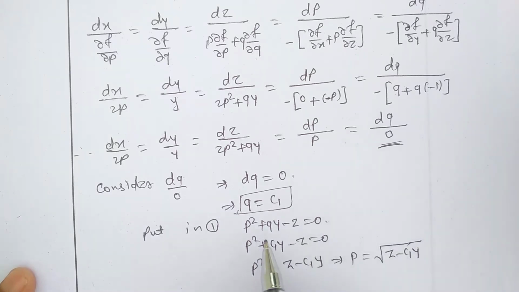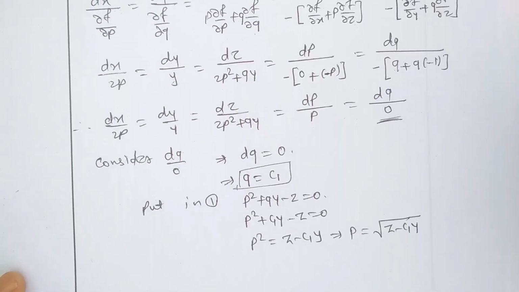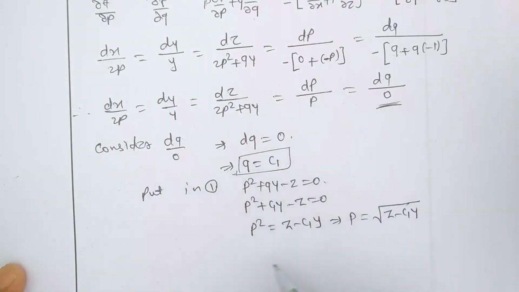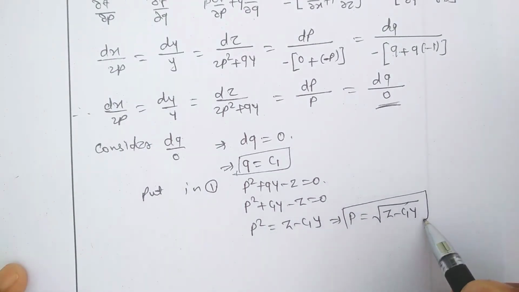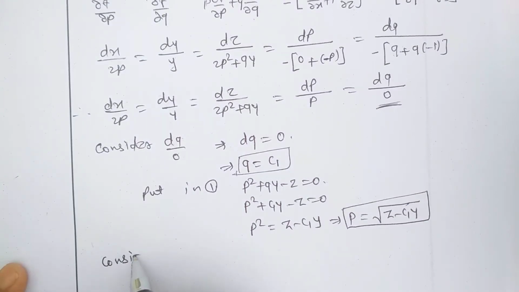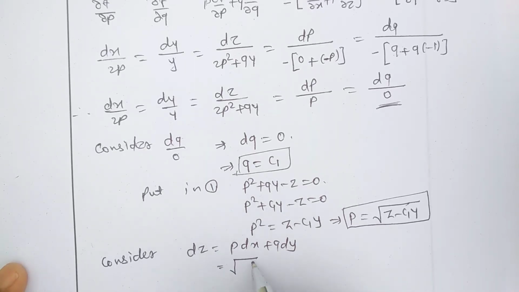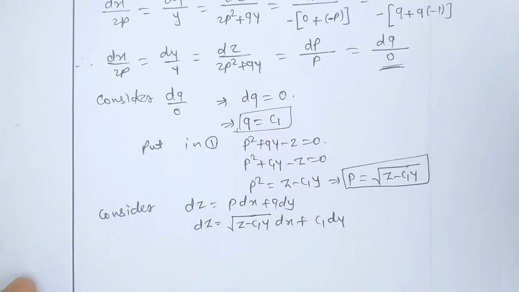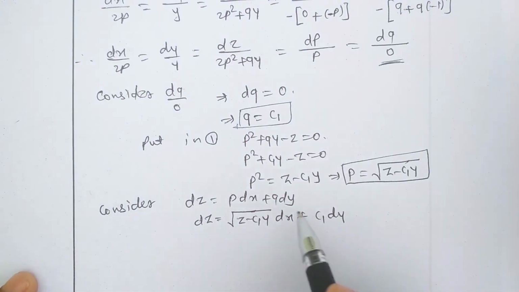So we will get the value of p in terms of x, y, z, and the value of q is also in terms of x, y, z. It is only c1, x, y, z is absent. So after getting the value of p and q, it is our step number 2. Now consider the equation in step number 3. Consider the equation dz equals to p dx plus q dy. Put the value of p and q. p is under root of z minus c1y into dx, and q is c1 dy. dz equals to. Now we have to solve this and find a solution.